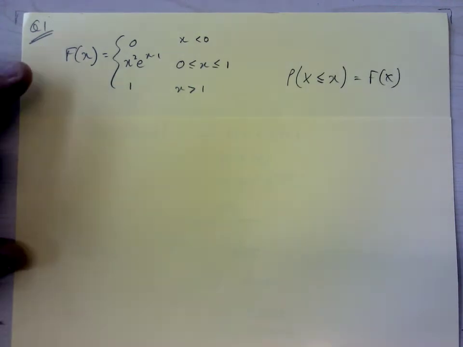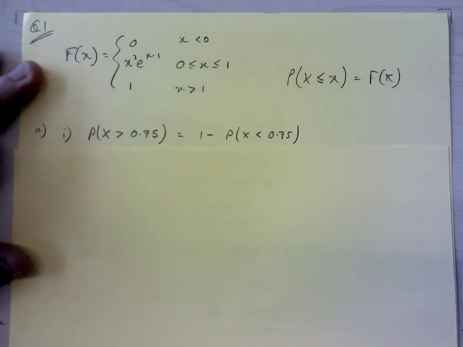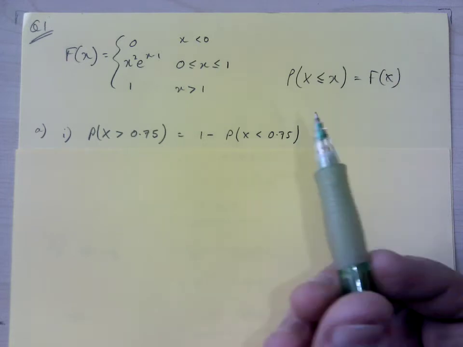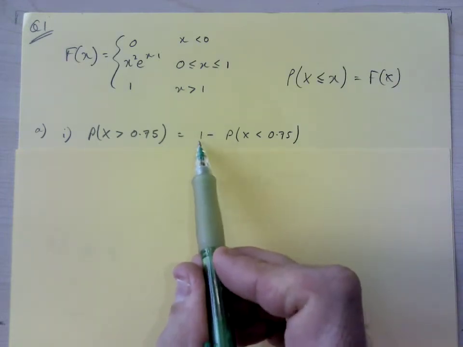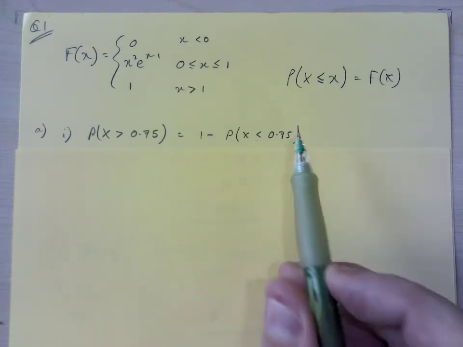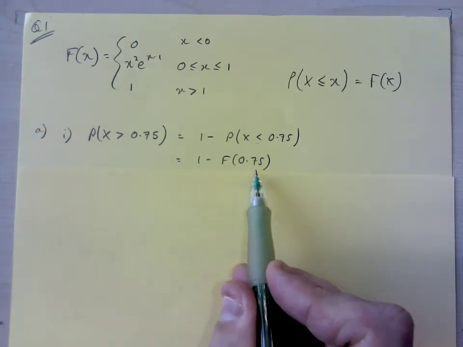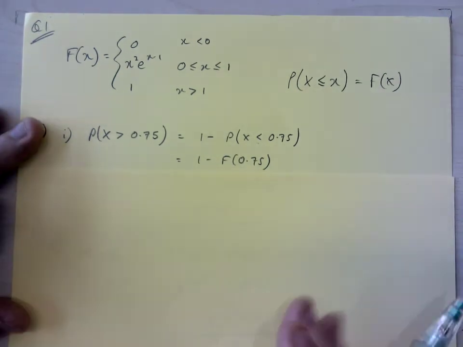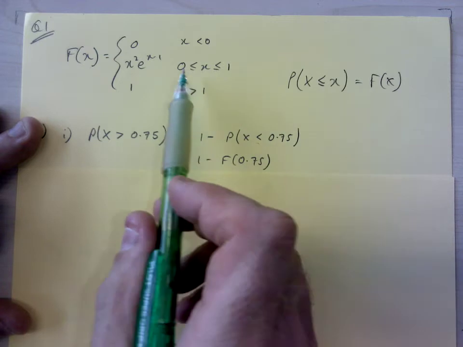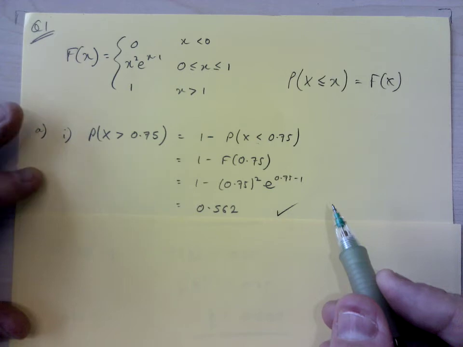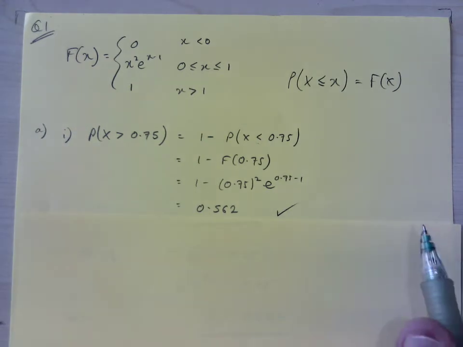So in question 1, when it asks me for the probability of x being bigger than 0.75, I know that if I write this the other way around, 1 minus the probability of x less than 0.75, I can get the less than from this function. As soon as I've got that, I can just throw 0.75 into the function here, and I get my appropriate answer. There. So that's the probability of x being bigger than 0.75.